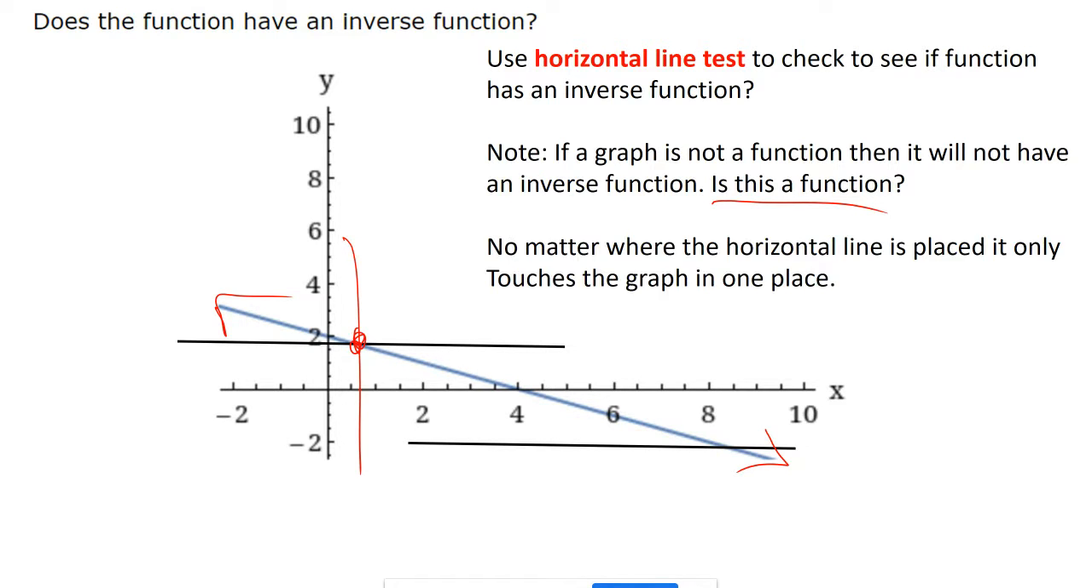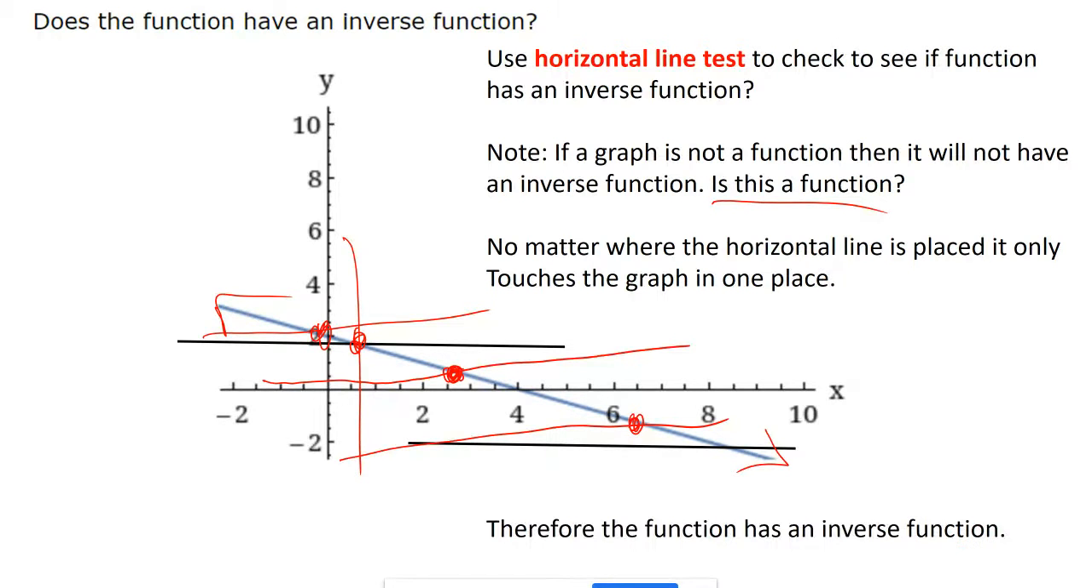So let's check. So now you can use a horizontal line. And the horizontal line test is the same as the vertical line test. If I draw this horizontal line here, does it touch my graph in only one place? And it does, right? And it doesn't matter where you place the line, it's always going to touch in one place. So this will have an inverse.